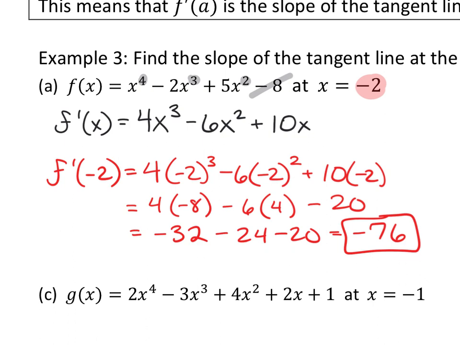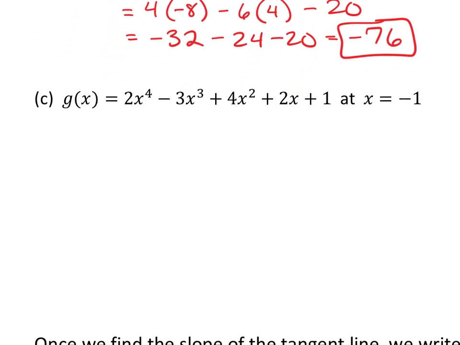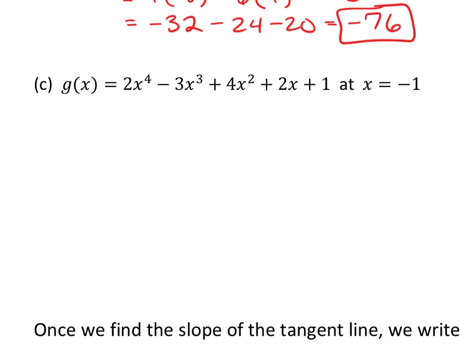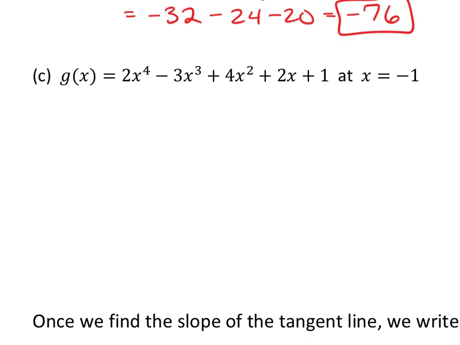Not B. I want you guys to try C. We're not ready for B yet. Go ahead and do the same thing for C. Find me the slope of the line tangent to this graph at x equal to -1.